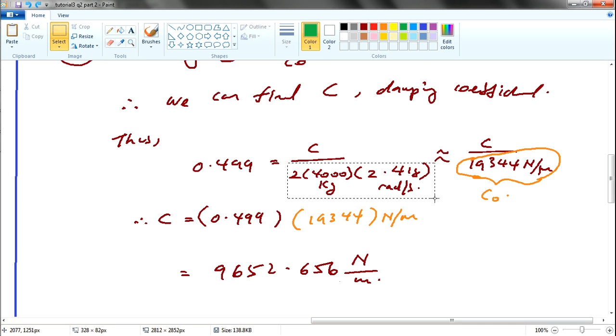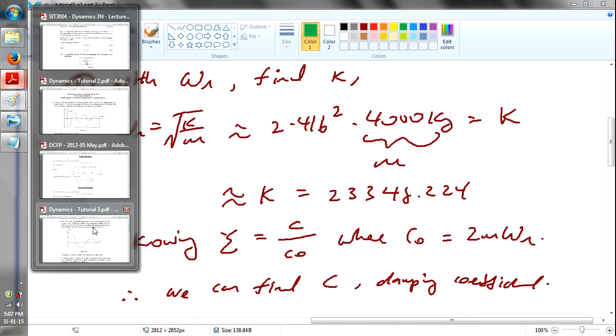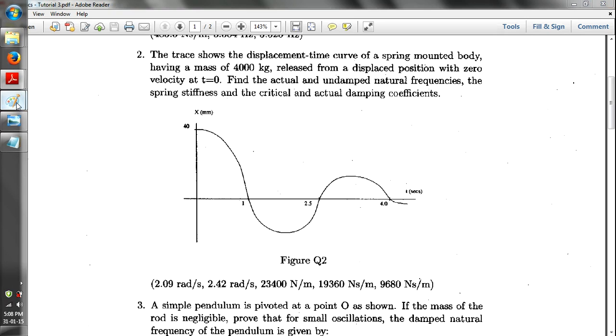This one is when your system is without a damper. If your system is without a damper, it is this one. So we are just comparing, somewhat, the efficiency. Then you can see, we have now successfully found our actual and undamped natural frequency. We know our spring stiffness K. We know the critical and actual damping coefficients.